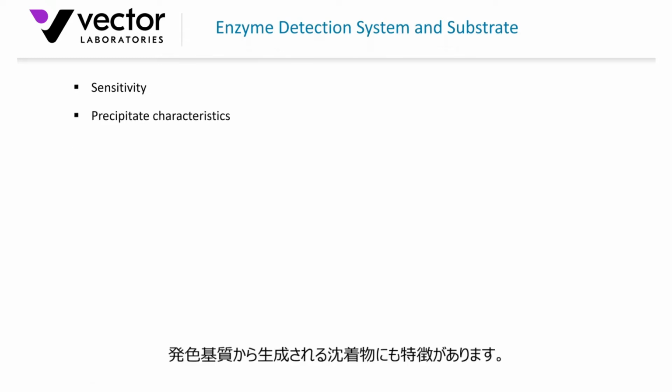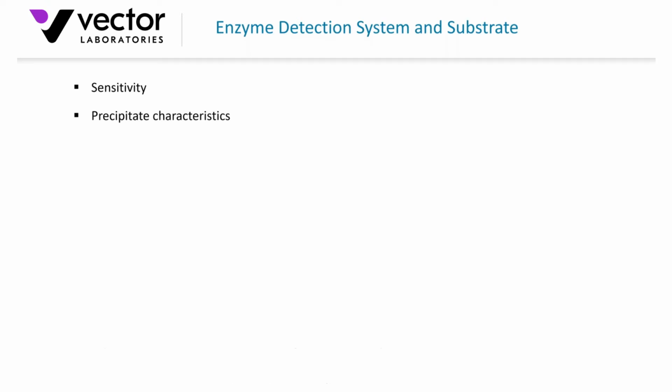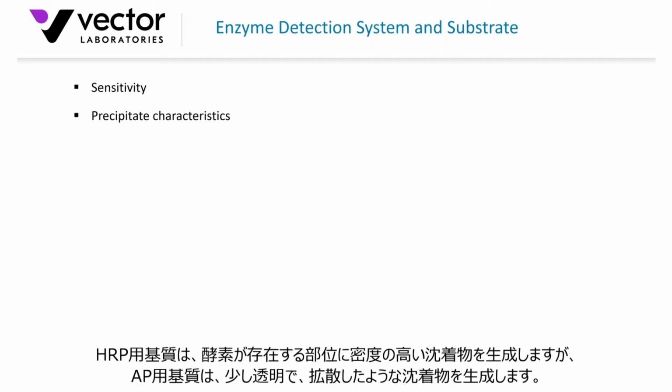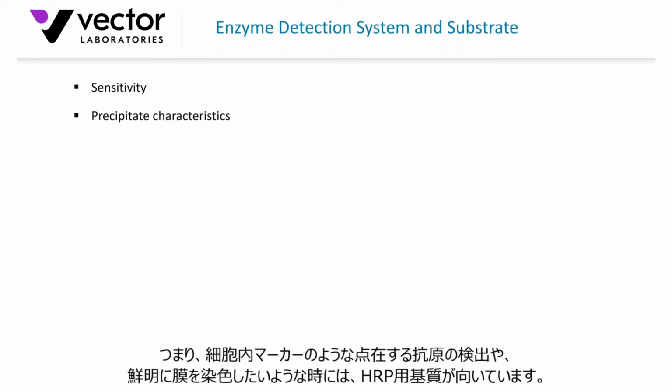Have a think also about some of the precipitate characteristics of these enzyme substrates. The peroxidase-based substrates give a very heavy, dense precipitate at the site of localization, whereas the alkaline phosphatase are a little more transparent, a little more diffuse in the way they do precipitate. So certainly, if you were looking for intracellular markers, the peroxidase-based substrates would be ideal for punctate staining or very sharp, crisp membrane labeling that you're looking for.